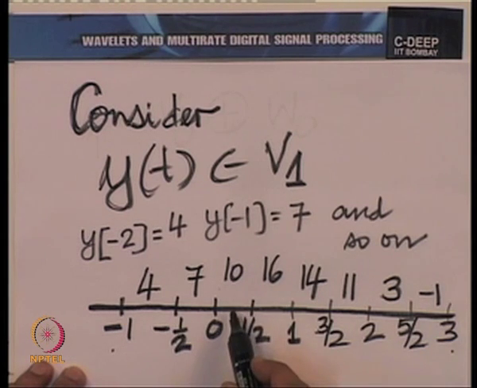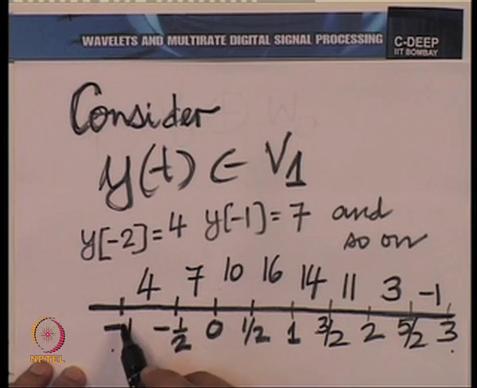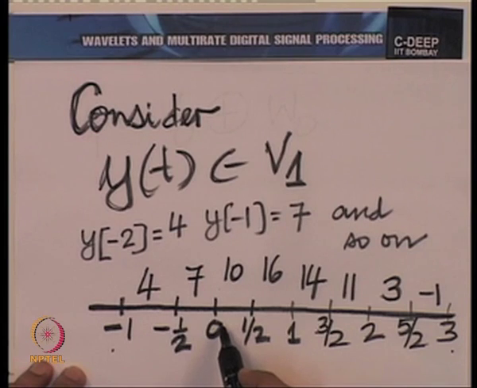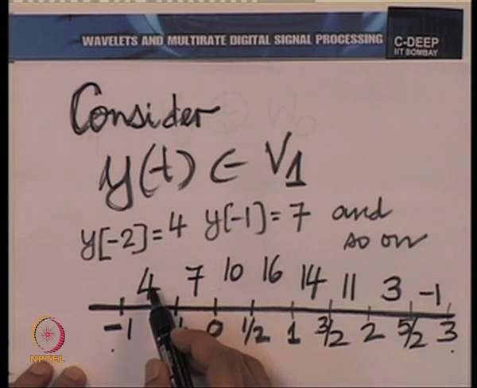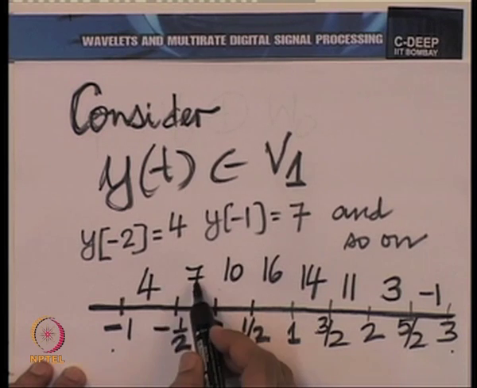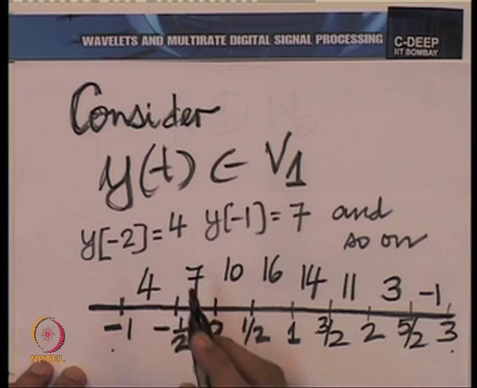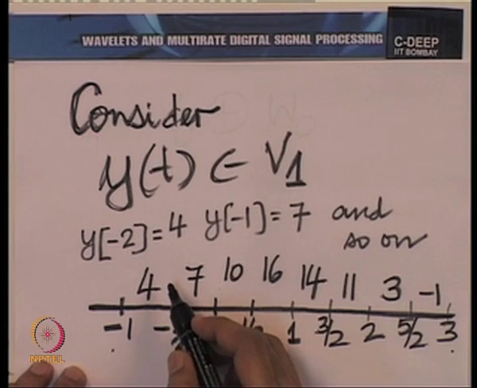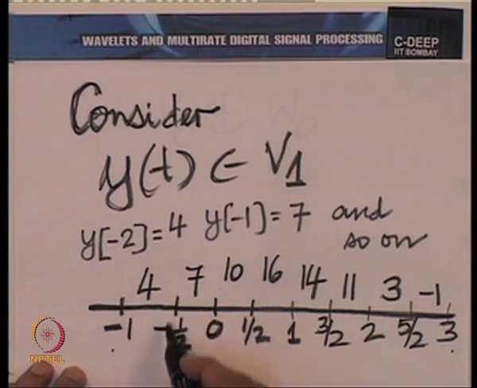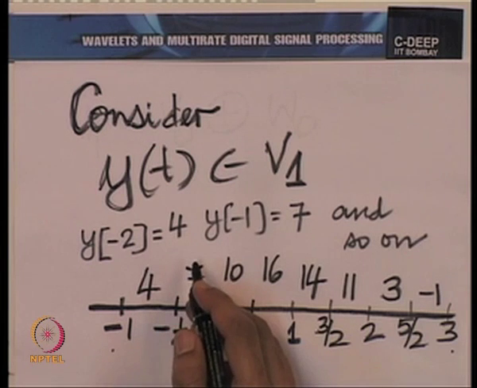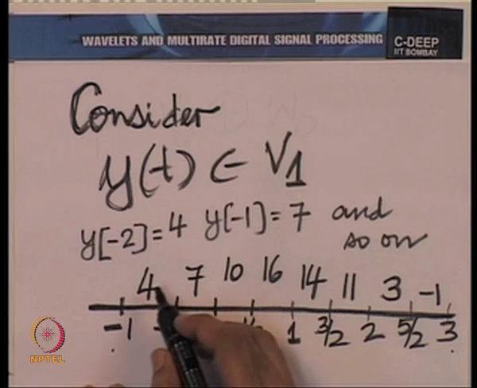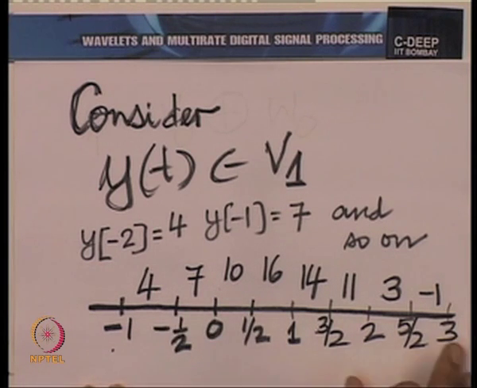And recall, if you consider the interval from minus 1 to 0, the projection on V0 would be piecewise constant on that interval and would take the value given by the average of 4 and 7, namely (4 plus 7) by 2. On the other hand, the projection on W0 would be given by a multiple of the Haar wavelet located between minus 1 and 0, with a coefficient (4 minus 7) by 2 associated with it.